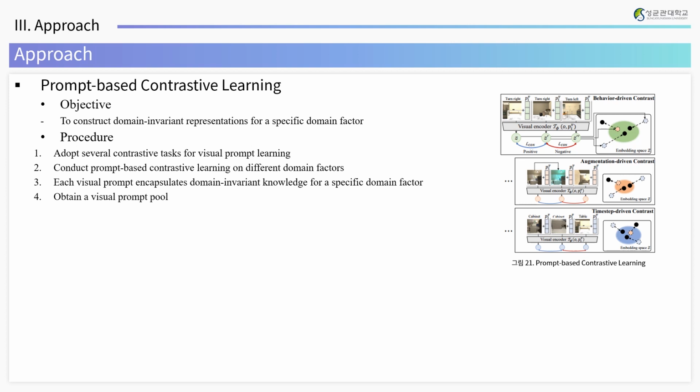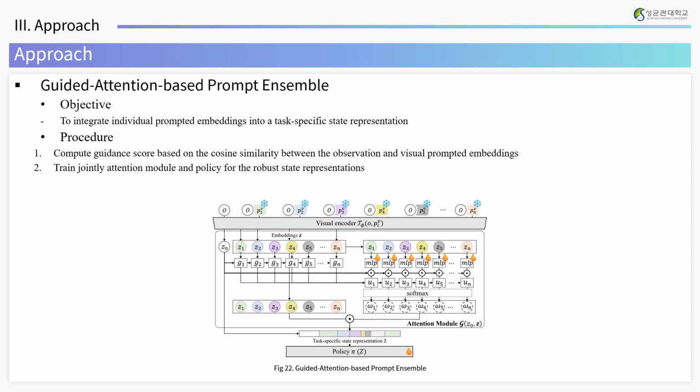Next, I will explain the guided attention-based prompt ensemble. To effectively integrate individual prompted embeddings from multiple visual prompts into a task-specific state representation, we devise a guided attention-based prompt ensemble structure as shown in the figure, where the attention weights on the embeddings are dynamically computed via the attention module for each observation.